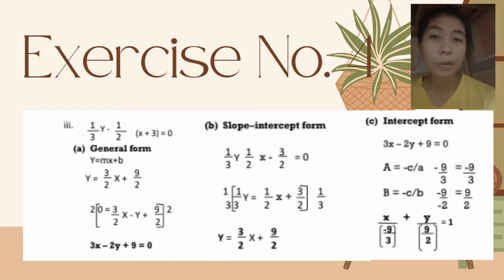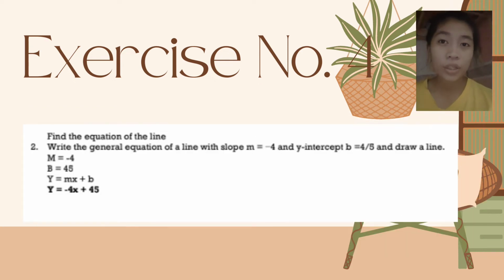Sa intercept form naman, 3x - 2y + 9 = 0. So a is equal to negative c over a, negative 9 divided by 3. And b is equal to negative c over b, negative 9 divided by negative 2, is equal to 9 divided by 2. So x over negative 9/3 plus y over 9/2 is equal to 1. Find the equation of the line.